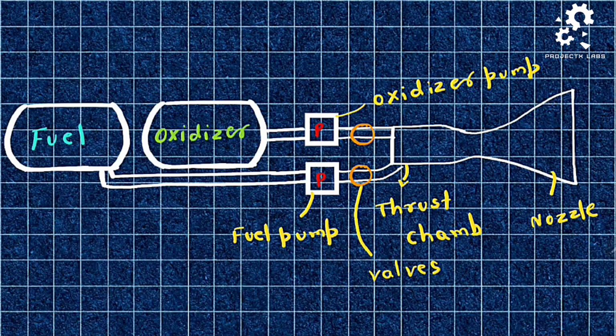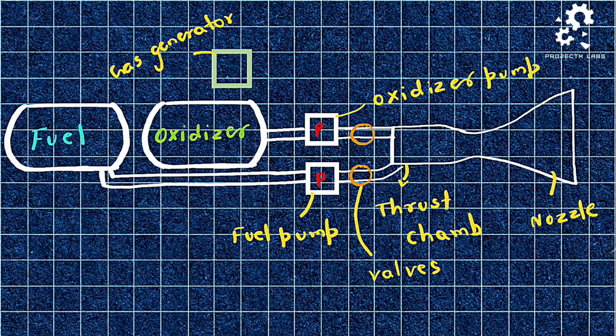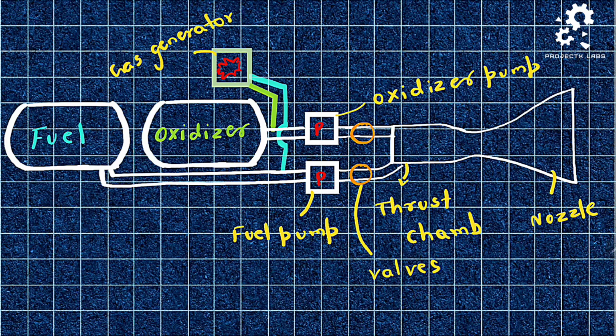But how do we operate the pumps as there is no such powering device? So we create one: the gas generator. This extracts a small amount of fuel and oxidizer from the main line. It is mixed and subjected to combustion.